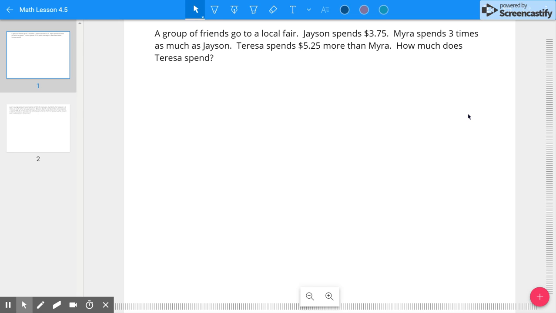This lesson comes from Chapter 4, Lesson 5. We're going to problem solve by multiplying money together. We're going to use a graphic organizer to help us solve the problems. So here's our first problem.